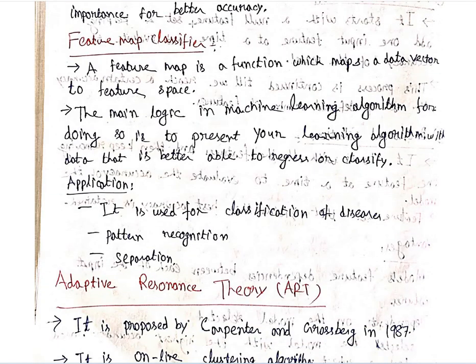Feature map classifier. The feature map is a function which maps the data vector which we have to the feature space. So it's used for classification problems like disease classification, leaf classification, etc., pattern recognition, class separation, etc.